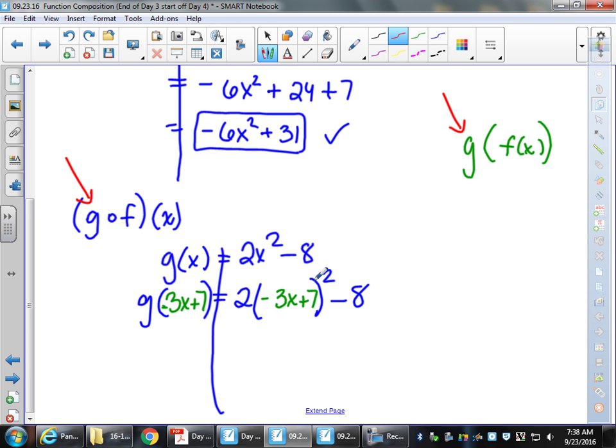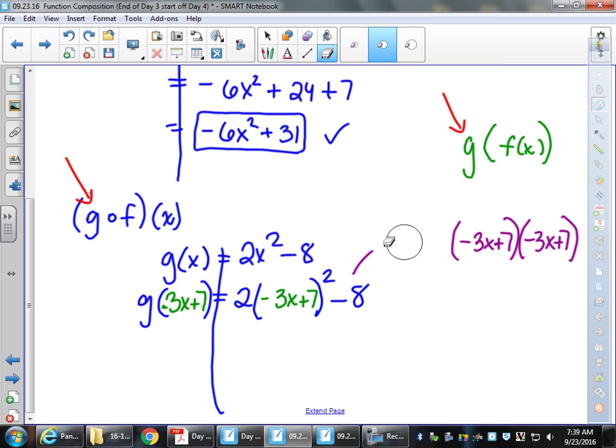We talked about yesterday, when I'm working on this, nothing is wrong with just working on that little piece to the side, because how am I going to figure out what this is? What do I have to actually figure out? Yep. So it's going to be negative 3x plus 7 times negative 3x plus 7. So we can work on that on the side and then bring our result back into our solution. What do we get when we multiply this out?